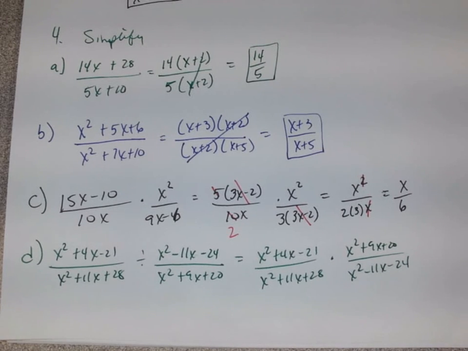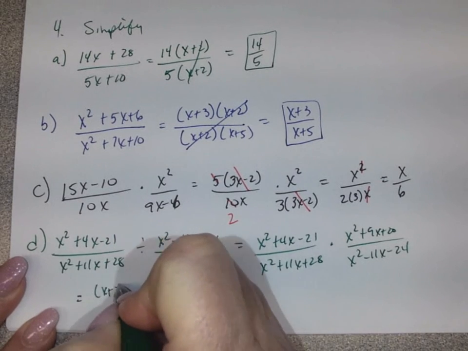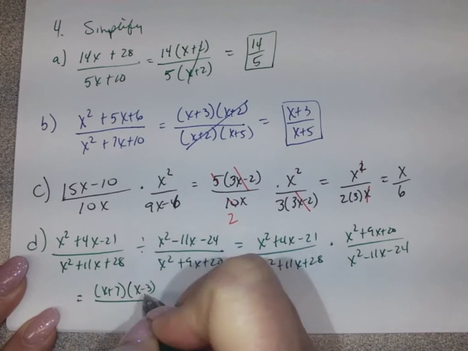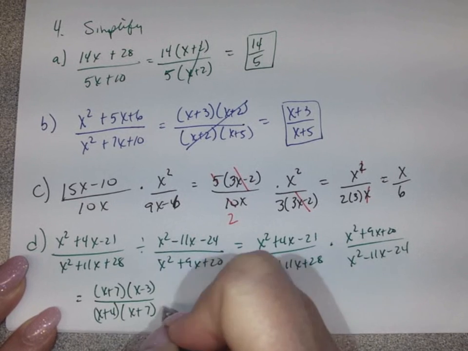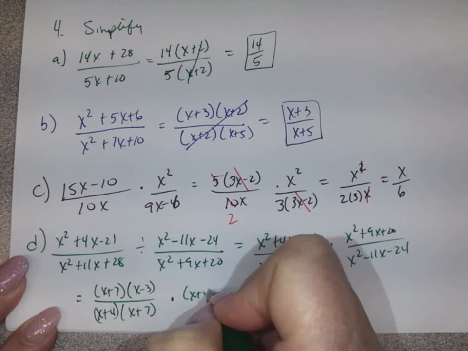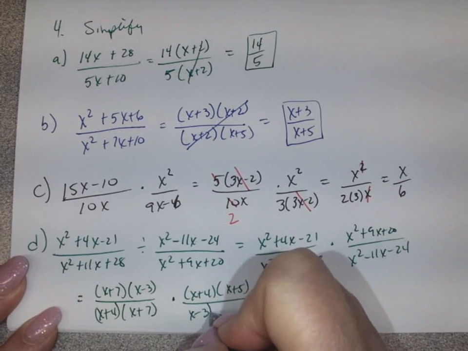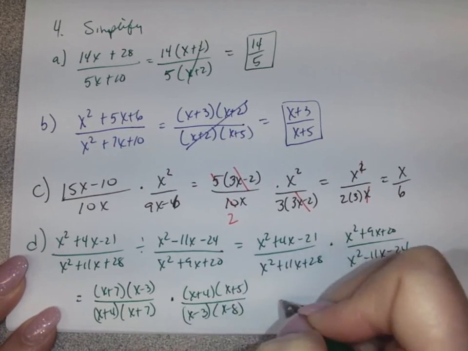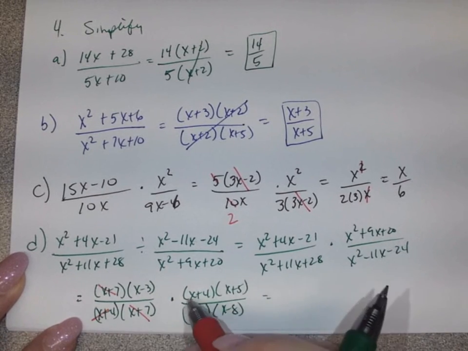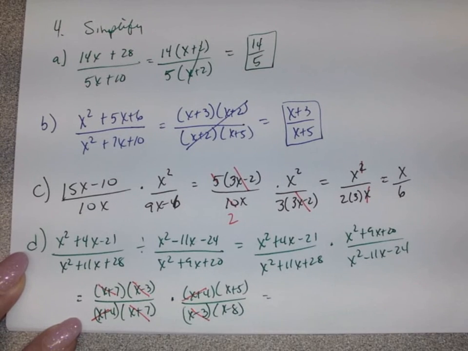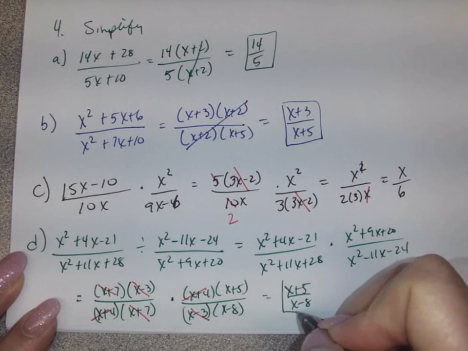So now we need to factor all of the terms using our AC method. So we'll have x plus 7 times x minus 3 over x plus 4 times x plus 7 times x plus 4 times x plus 5 over x minus 3 times x minus 8. All right, so our x plus 7's will cancel, our x plus 4's will cancel, our x minus 3's will cancel, and we're left with x plus 5 over x minus 8 as your final answer.